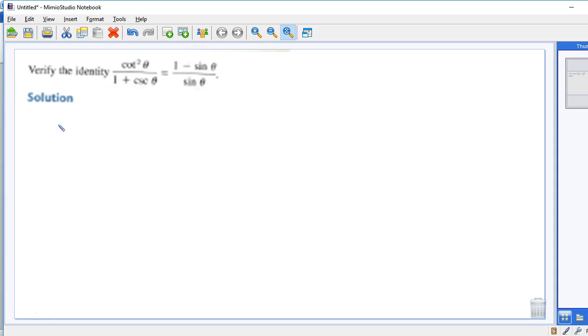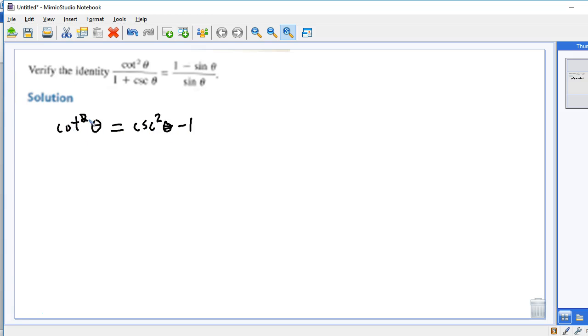But what I'm going to do is take this cotangent squared, and I'm going to rewrite this as one of my Pythagorean identities. Now, we're going from a square to the addition, right? So cotangent squared is going to be the same as cosecant squared theta minus 1, right? So now I've gone from one thing to two things.